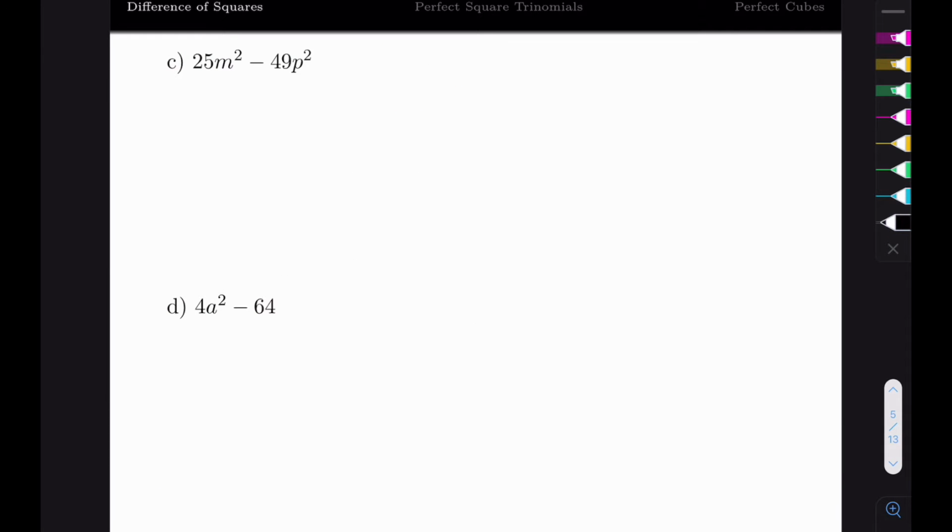But using the fact that 25 and 9 are perfect squares, I'm going to go ahead and use that as my guess. So to get to 25m squared, we can do 5m and 5m. To get to this last spot of negative 49, we can do negative 7 and positive 7. And then we have p squared, so let's put a p and a p.